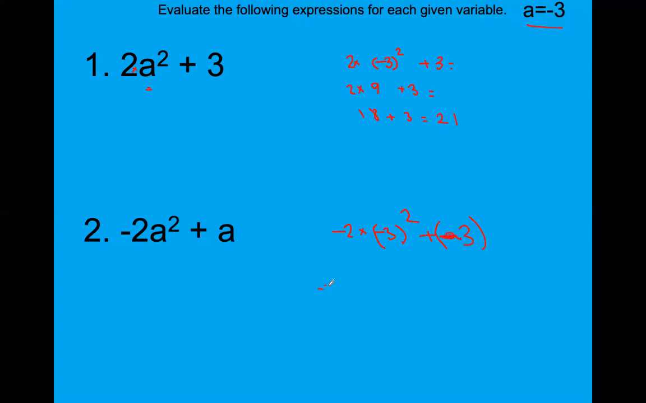And so we're going to have minus 2 times 9. The power is the first one we need to do. Now, plus minus 3 is the same as minus 3. So you have a multiplication and a subtraction. The first operation in order is going to be the multiplication. So minus 2 times 9 is minus 18. Minus 18 minus 3, the answer will be minus 21.